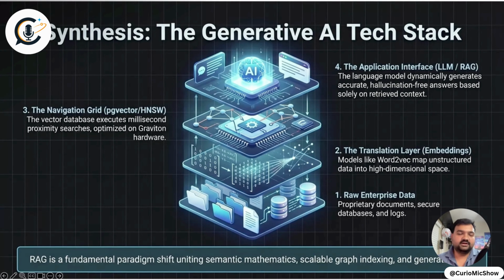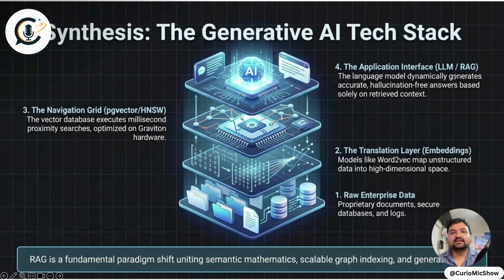This is the real RAG architecture. The LLM is not alone. It is sitting on top of the full knowledge pipeline, and the raw data becomes embeddings, and the embeddings become searchable vectors. Here the vectors become the retrieval context, and the retrieval context becomes the grounded generation. This is why RAG is such a major shift. It combines semantic mathematics, scalable indexing, database engineering, and generative AI.